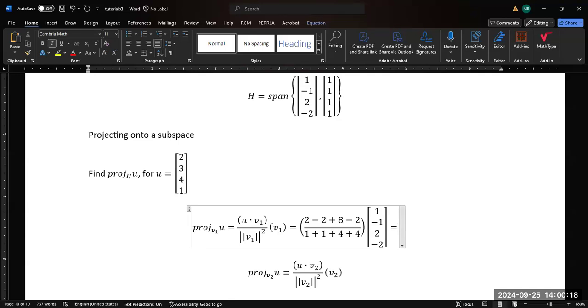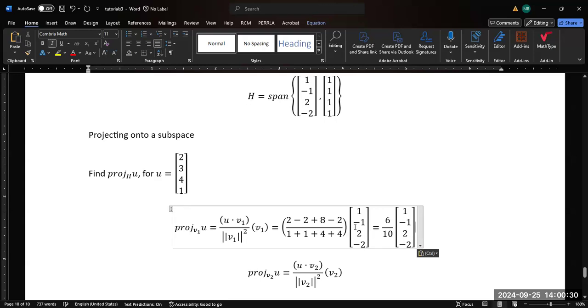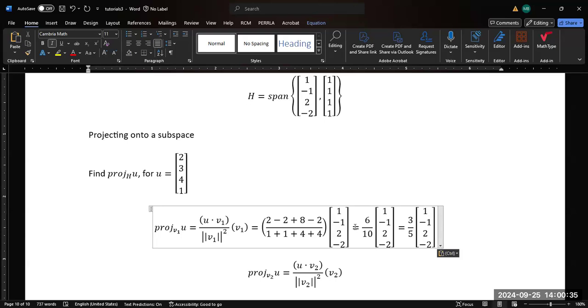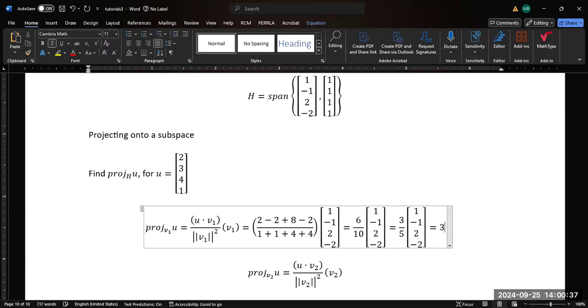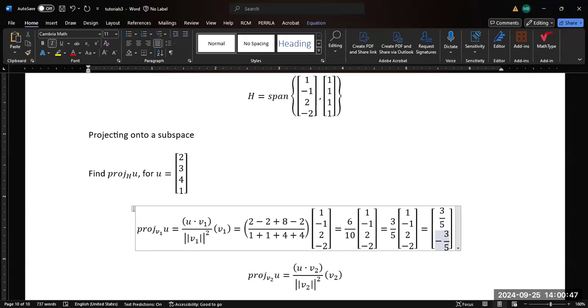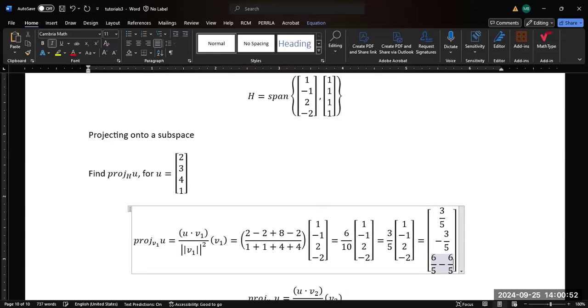So what are we going to end up with? We're going to end up with 2 - 2 is 0, 8 - 2 is 6, and we're going to divide by 10, which is 3/5, which is going to give me 3/5, -3/5, 6/5, and -6/5.